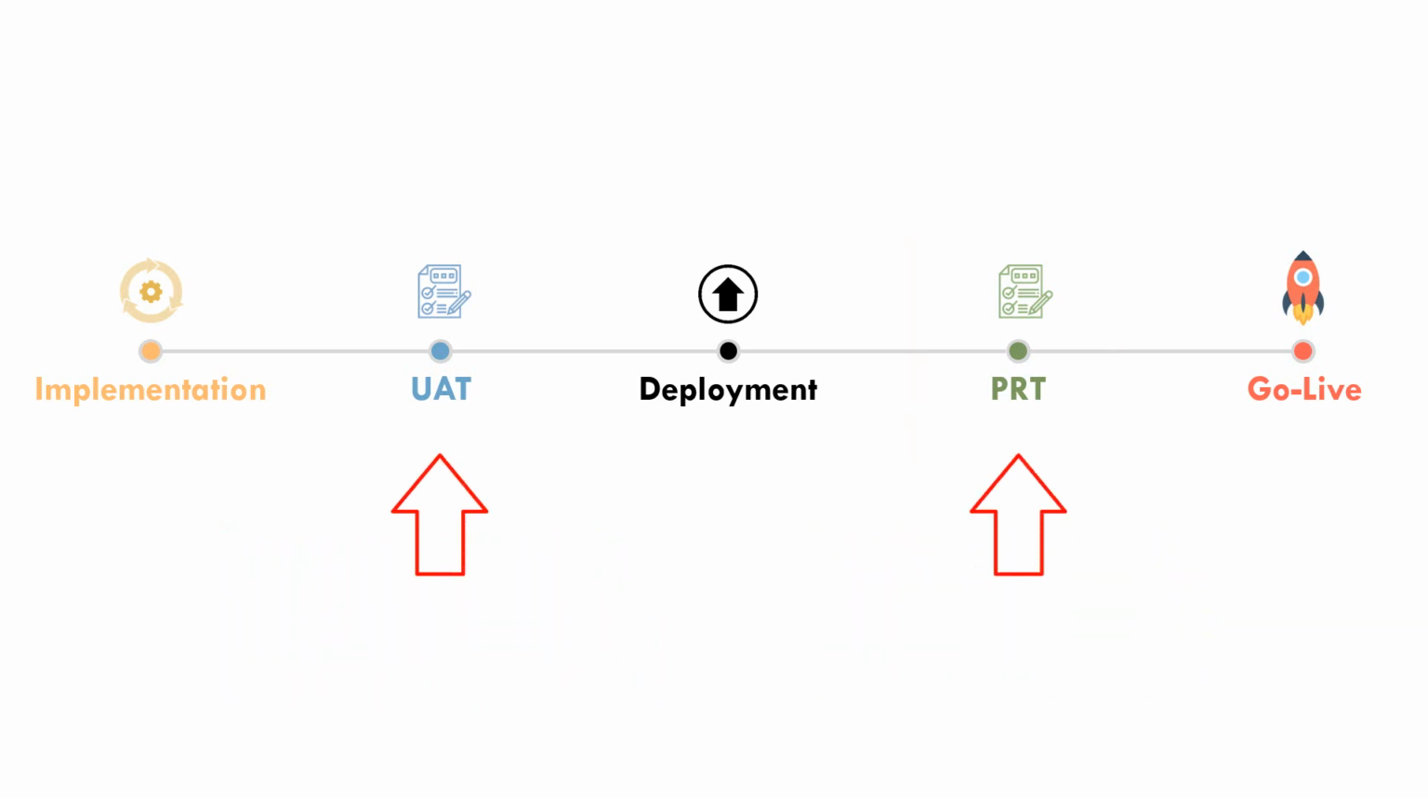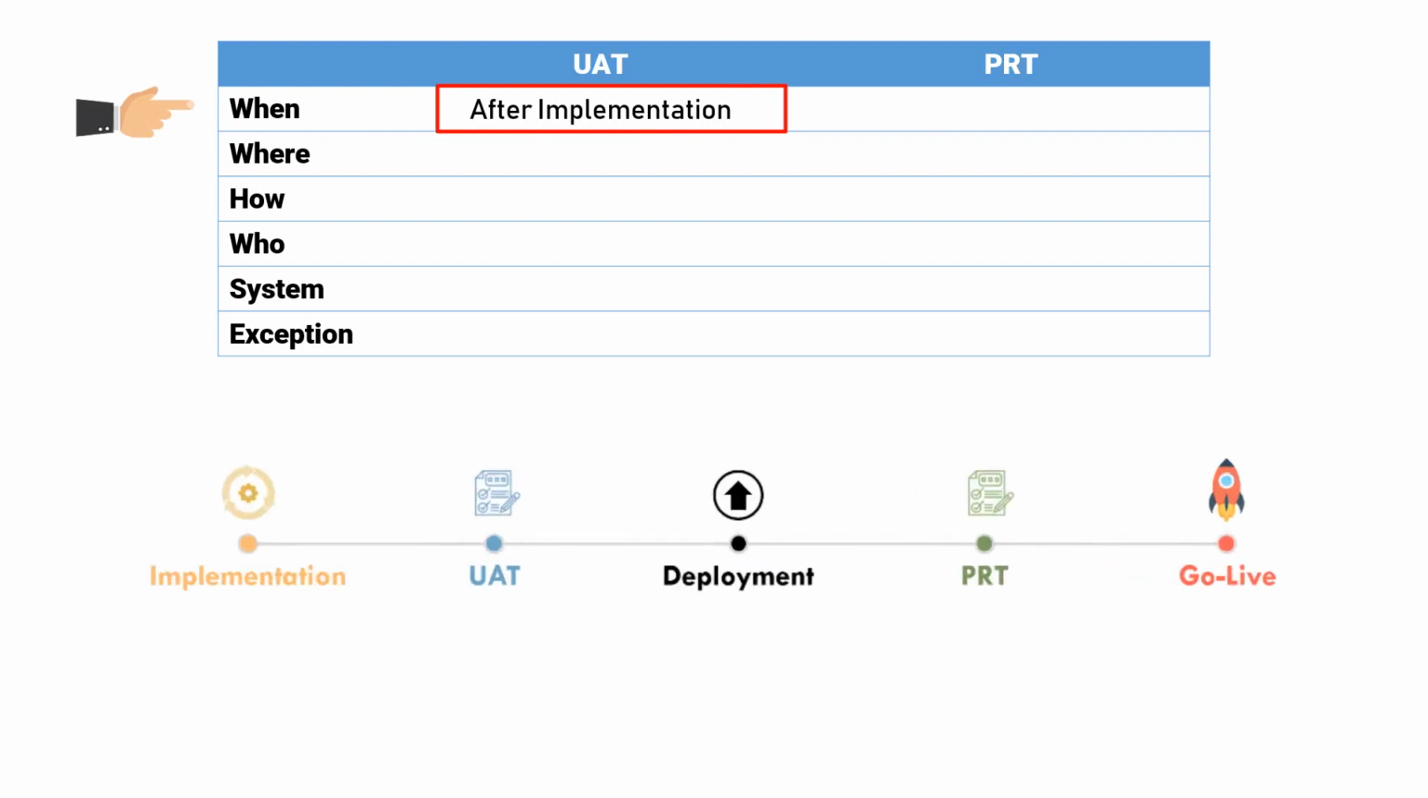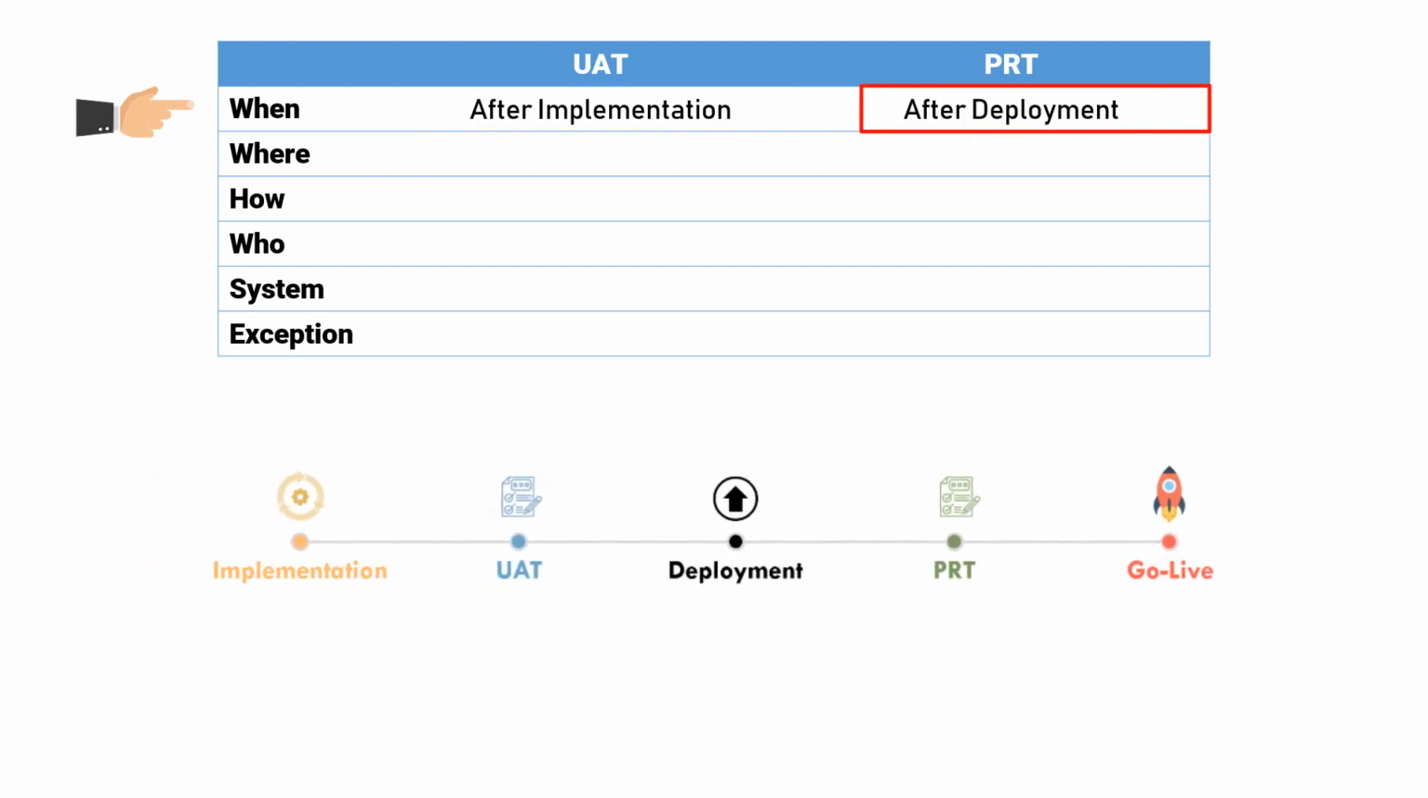I will now talk in detail about the two tests and show the differences between the two tests. I will introduce you the following differences between the two tests: when, where, how, who, system, and exception. UAT takes place after implementation, but PRT after deployment. You can see that in the chart below.